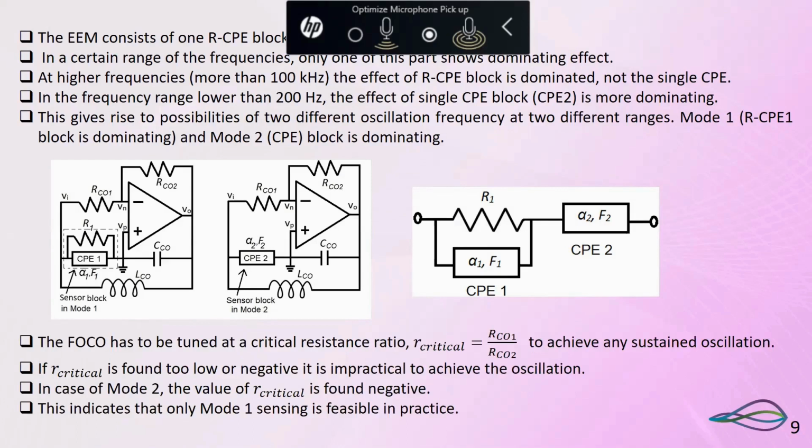When we did the mathematical derivations, we found that for mode 2 operation, the critical resistance ratio RC1 divided by RC2, needed to sustain oscillation in the Colpitts oscillator, turns out to be negative. So mode 2 operation is not possible. We will go for mode 1 operation.